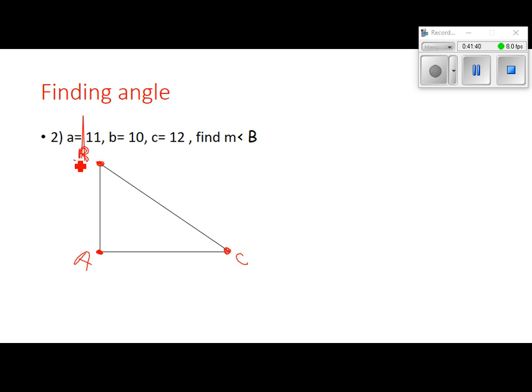Little a is 11. Where's that go? Left, right, or bottom? Right. So put 11 right there. Little b is 10. Where's that go? Bottom. Little c is 12. Where's that go? Notice this time, we know all three sides. We don't know any of the angles. So we have to use law of cosines.